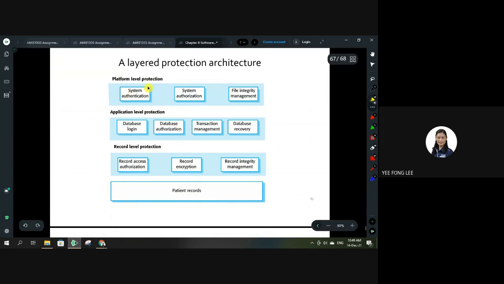Platform layer protection. This is the top level, which controls access to the platform where the patient record system runs. This usually involves a user signing in to the particular computer. The second one, application level protection. Here it is about getting authorizations. Record level protection. This level will check whether a user is authorized to carry out certain requested operations.